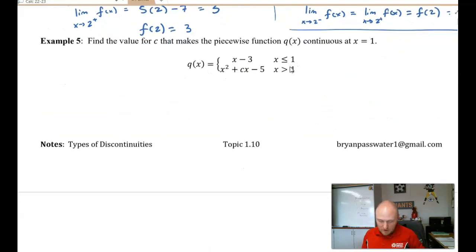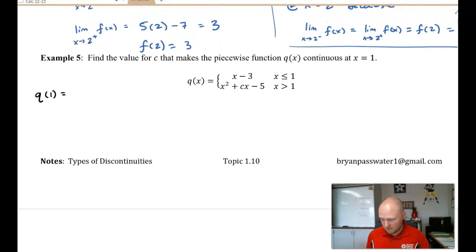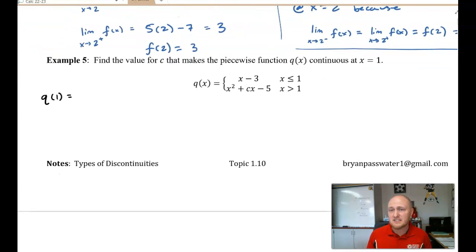All right, example number 5. Find the value for c that makes the piecewise function q of x continuous at x is equal to 1. All right, so I want to make sure that it is continuous at 1. So the first thing I'm going to do is say, okay, if it's continuous, then q of 1 has to be defined, and I want my limits to also equal that value, right? Didn't we say that here? So I'm going to start with this as the easiest because q of 1 should be pretty easy, which is equal, if I plug in 1 minus 3, negative 2. I want my function value to be equal to negative 2.